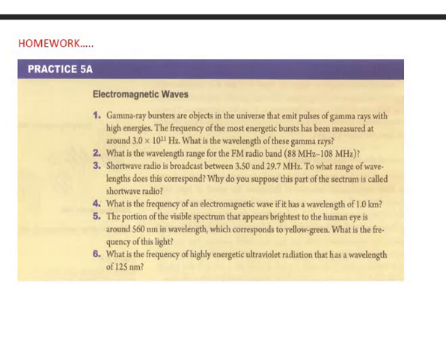Question 5. The portion of the visible spectrum that appears brightest to human eyes is around 560 nanometer in wavelength, which corresponds to yellow-green. What is the frequency of the light? Again, it says find frequency. But be careful about 560, it says nanometer. We have to convert nanometer into meter. What is the power of nano? It's 10 to the power minus 9. So how can you convert 560 nanometer into meter? You have to first convert and then find your result.